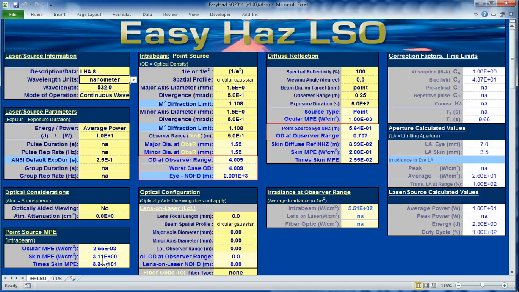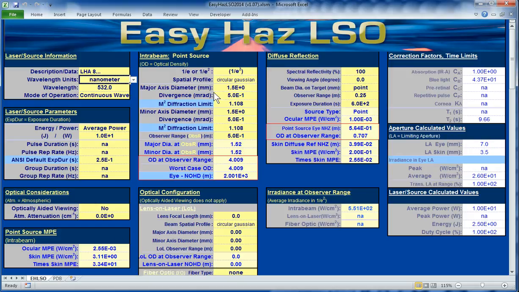Our skin MPE is considerably less restrictive, 3.11 watts per square centimeter, but this particular laser is still 33 times the skin MPE. A 10-watt green laser is going to hurt if you stick your hand in it, but it will be a self-correcting action. You probably won't do it again.